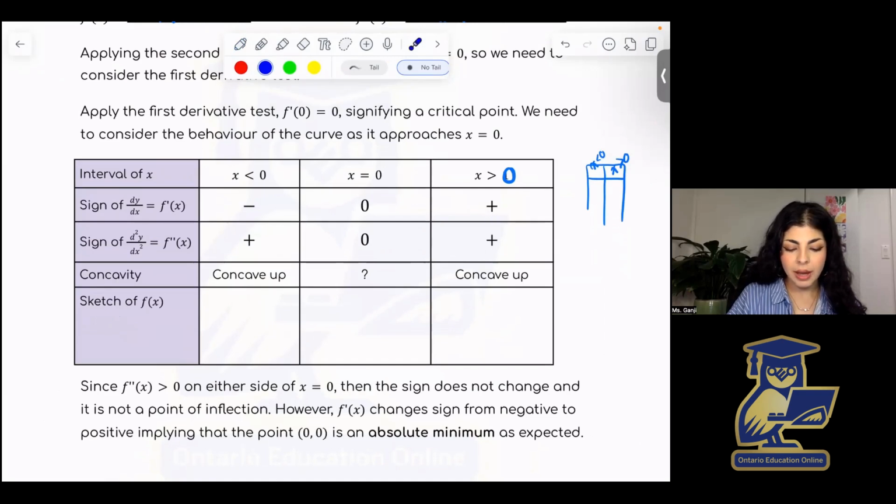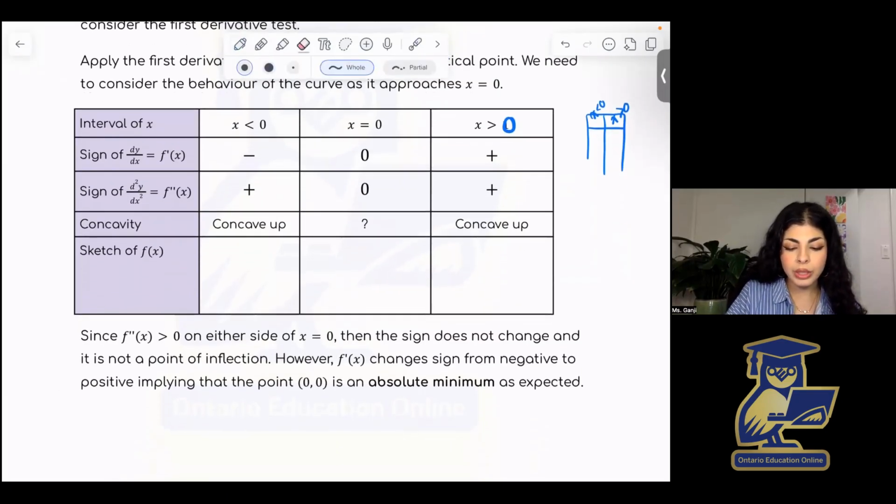But as I fill this in, I can tell the first derivative goes from negative to positive, so from decreasing to increasing. So I can tell it is a minimum here from this information. And I confirm that from here, because it is concave up and concave up, then it's not a point of inflection. It is just a local minimum here and the concavity is not changing.